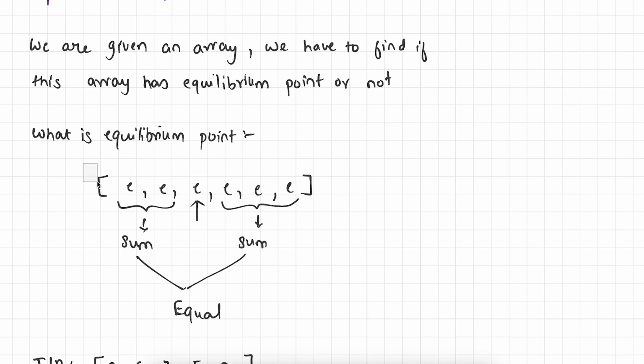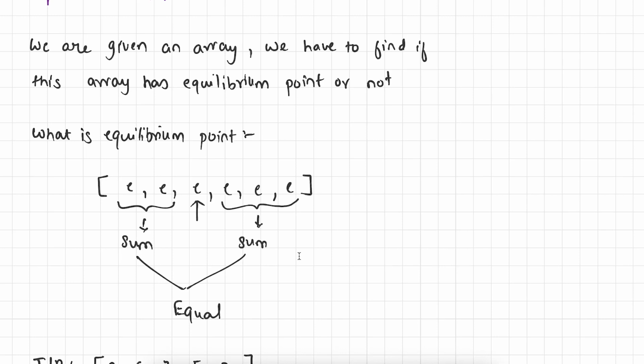So let's consider this is the given array. An equilibrium point is a point in an array such that the sum of all the elements to the left of it is exactly equal to the sum of all the elements to the right of it. You can see here that these are the elements to the left of it and these are the elements to the right of it. If we compute the sum of these elements and these elements, we get the sum exactly equal. So this is what the equilibrium point means. So guys, now you understood the problem and what it means by equilibrium point.